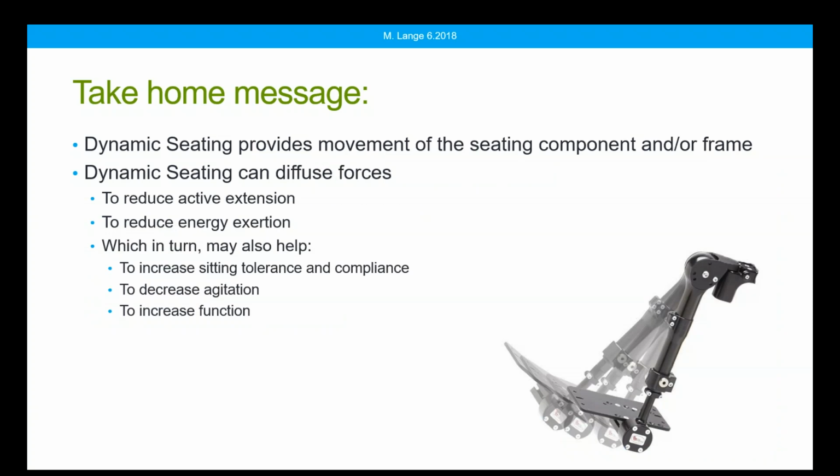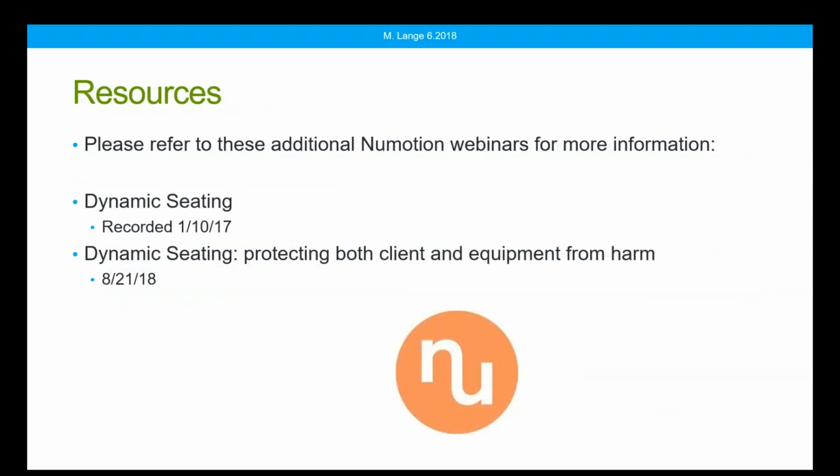Dynamic seating can provide movement of the seating component and/or the frame to diffuse force. That can reduce active extension. We take away that leverage and in turn reduce energy exertion. That can also help to increase sitting tolerance and compliance, decrease agitation, and increase function for our clients. So again, our focus today has been primarily on providing movement for the sake of movement, vestibular input, and also diffusing forces, taking the wind out of those sails and really reducing that extension.